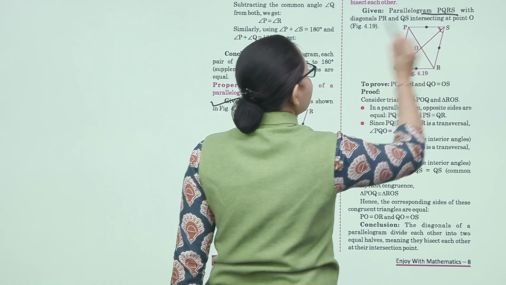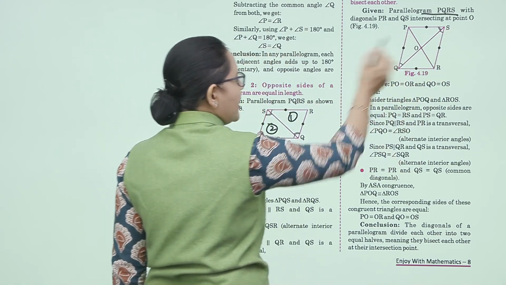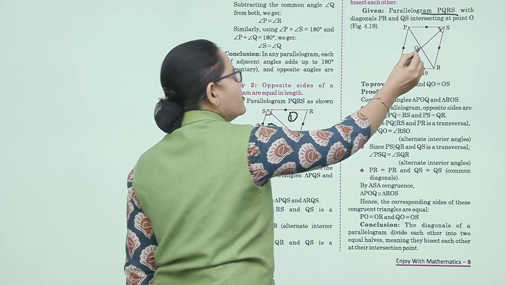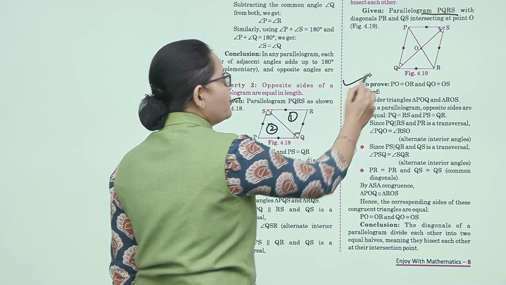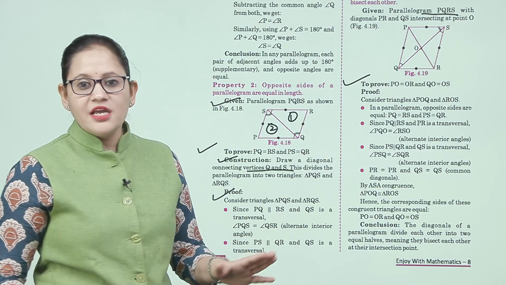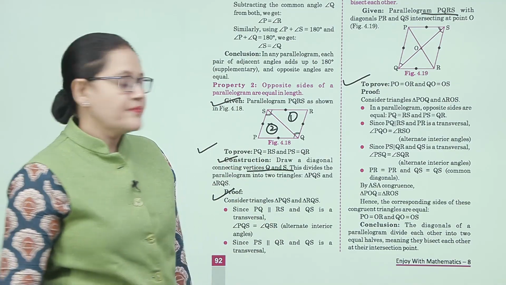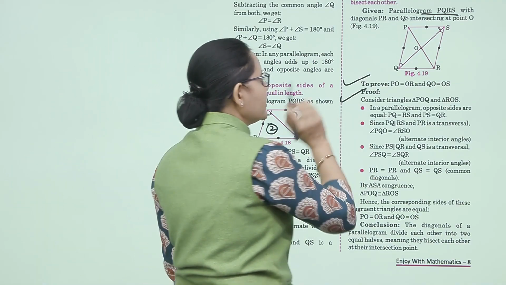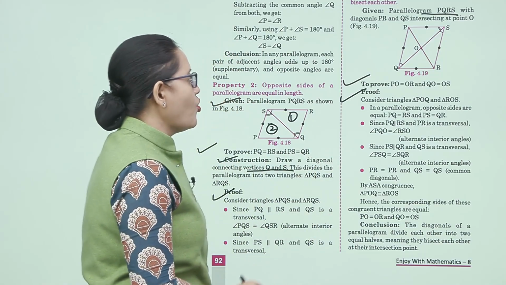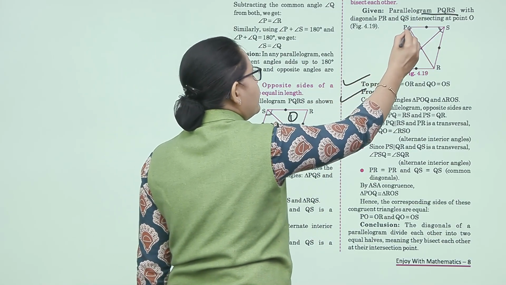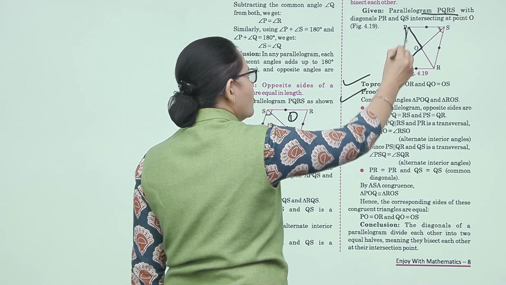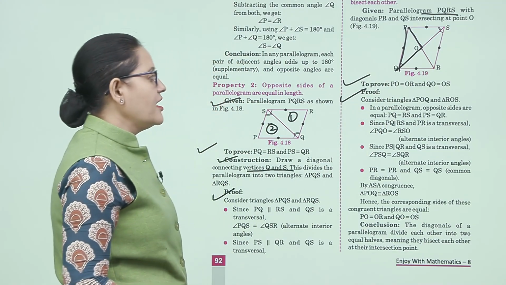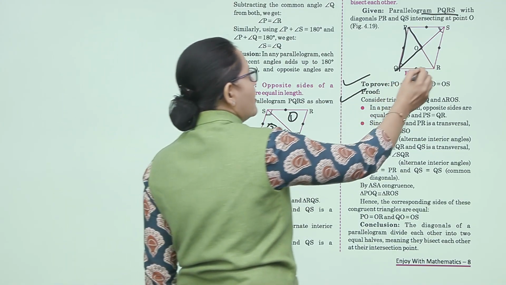Parallelogram PQRS with the diagonals PR and QS intersecting at the point O is given to us. We have to prove that PO equals OR and QO equals OS. Proof: consider the two triangles, triangle POQ and triangle ROS.